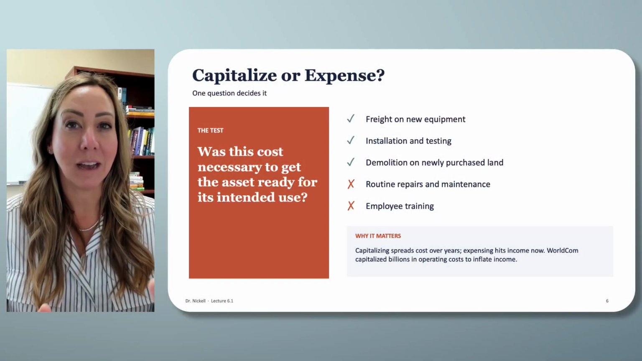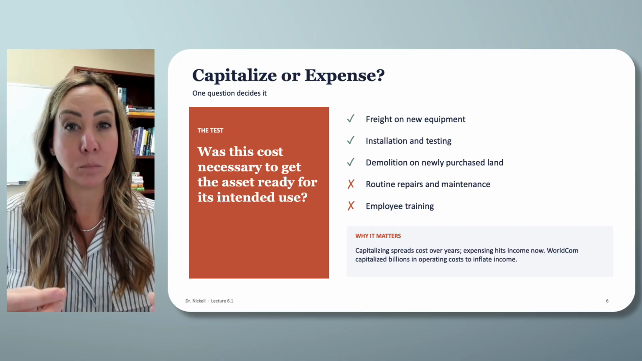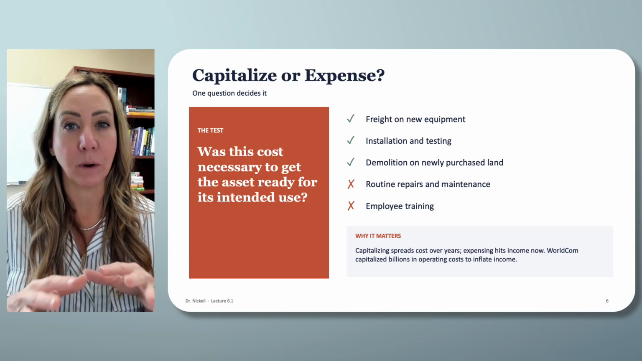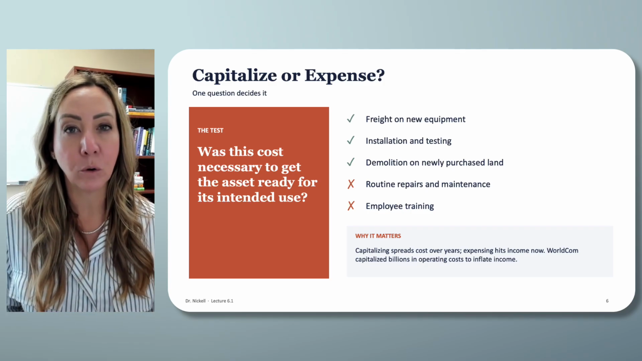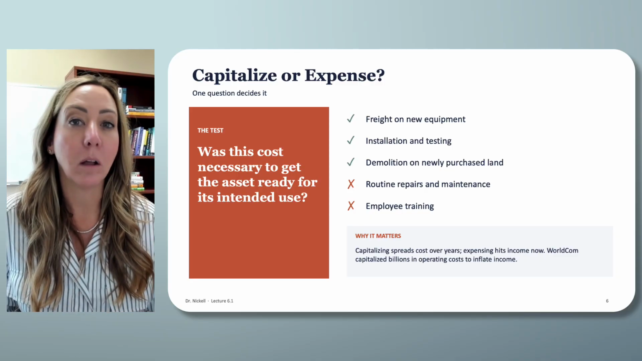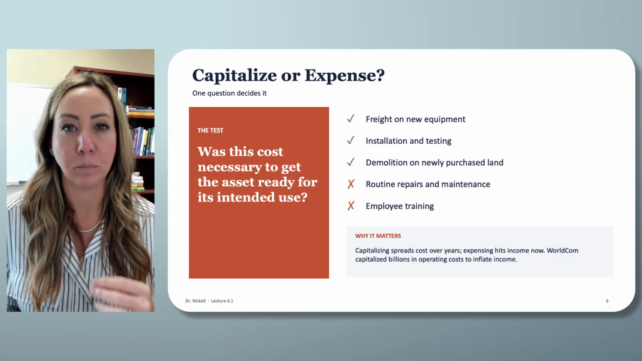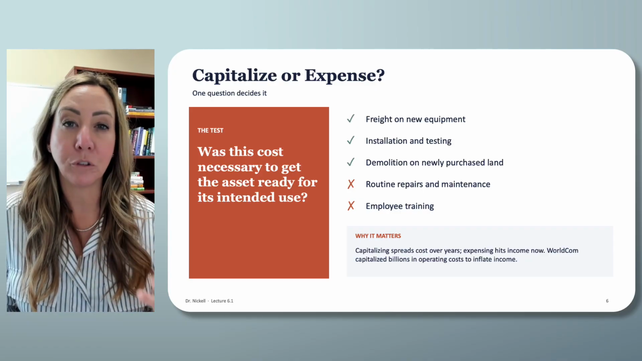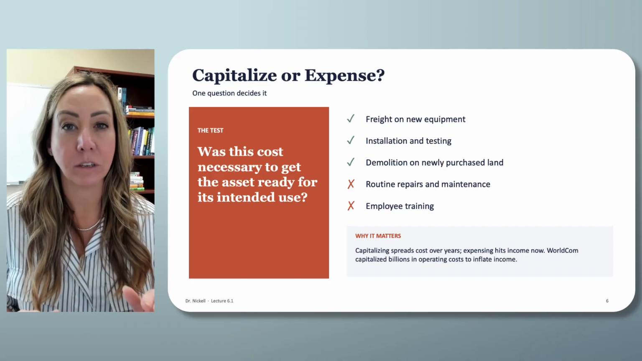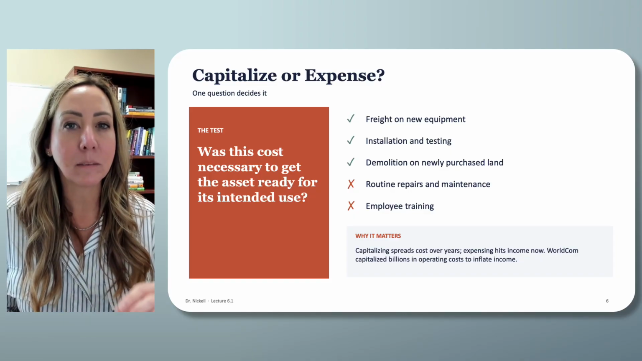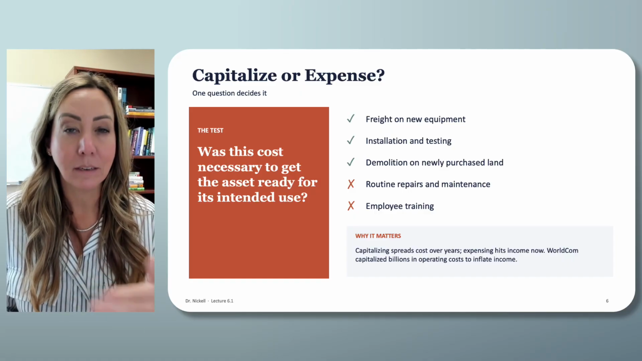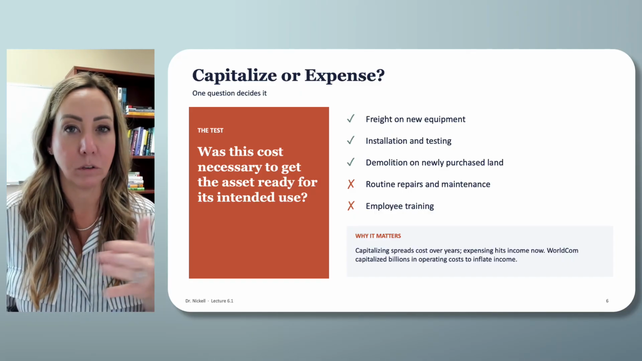So, how do you decide whether to capitalize or expense something in practice? Ask one question. Was this cost necessary to get the asset ready for its intended use? Freight on the new equipment? Yes, capitalize. Installation and testing? Capitalize. Demolishing an old building on land that you just bought? Capitalize to land. But routine repair and maintenance costs after the asset is up and running? No, that's just a cost of using the asset. So it's expensed immediately. Training employees to operate the new machine? Also expensed. GAAP treats that as a cost of the workforce, not the machine.